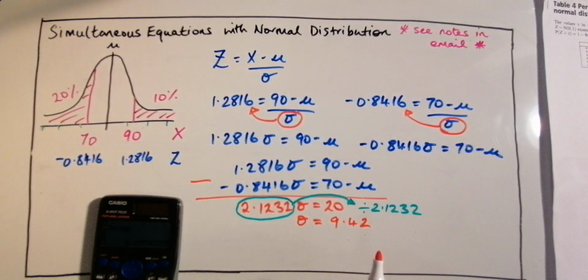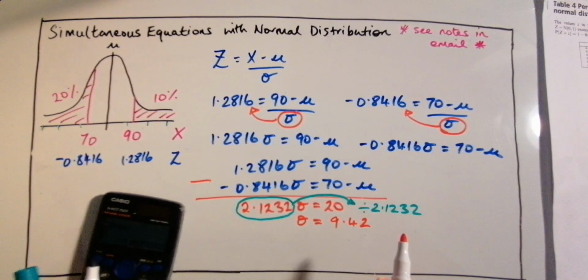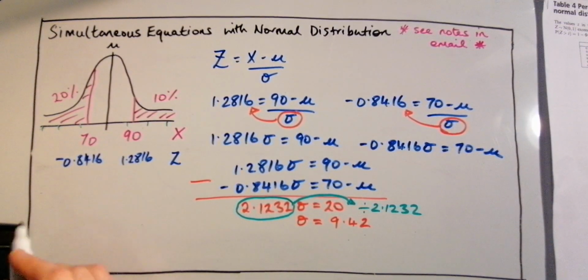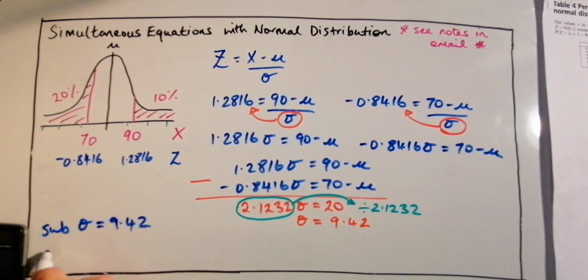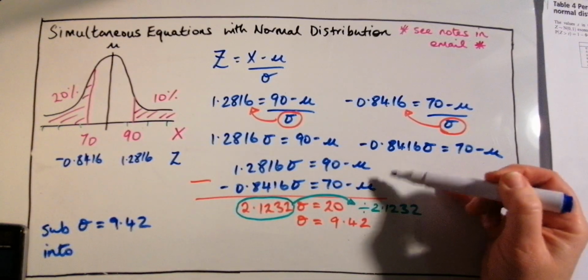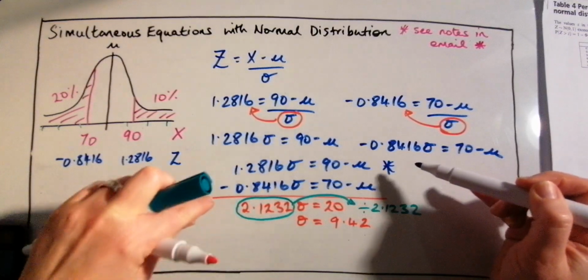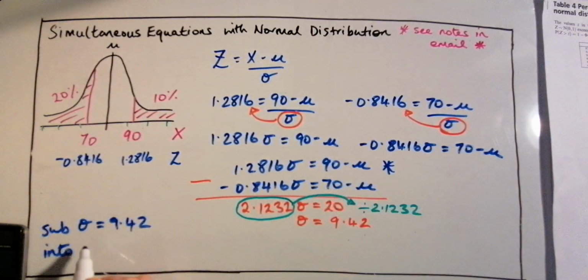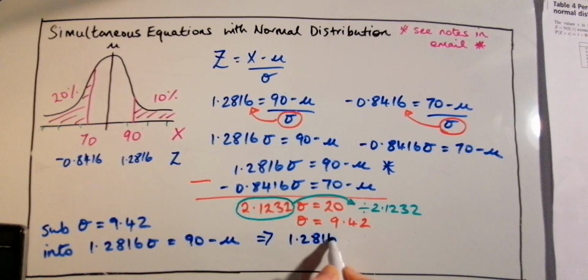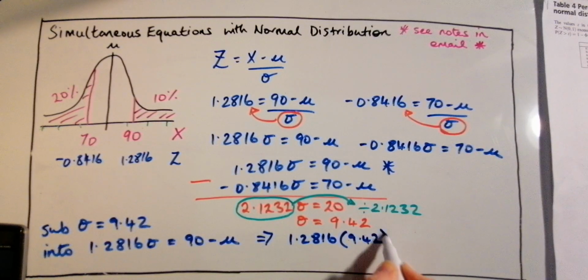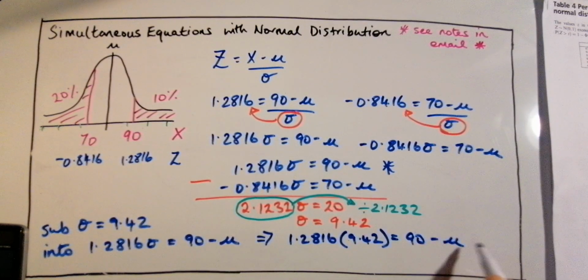We still have to get the mean. So to get the mean, we're going to do a wee bit of substitution. We're going to have to substitute your standard deviation, which is worth 9.42, into any of these two equations. Now I'm going to choose that equation only because I don't need to fight with that negative number there. So under there I have 1.2816 times standard deviation is equal to 90 minus mu. That's going to bring me on to 1.2816 times 9.42 is equal to 90 minus mu.